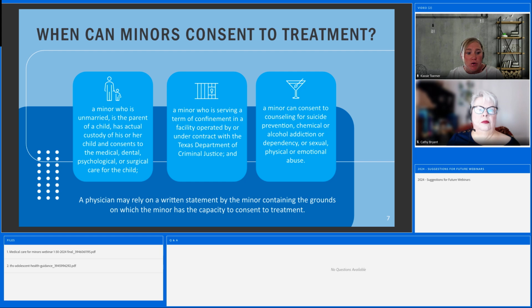And a minor can also consent to counseling for suicide prevention, chemical or alcohol addiction, dependency, or sexual, physical, or emotional abuse. Generally, a statement is recommended written as to the grounds as to why the minor has the ability or capacity to consent to their own treatment. Recommend documenting that, maintaining it in their medical record for future reference should you need it.